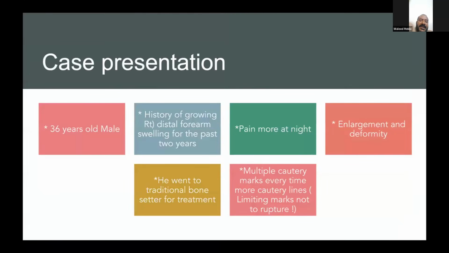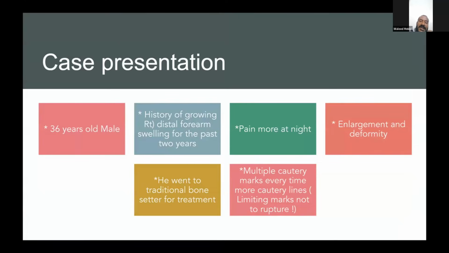So our case today is a 36-year-old male who presented with a history of growing and progressive right distal forearm swelling for the past 2 years. He had pain, which is more at night, and there is anemia and deformity increasing through time.